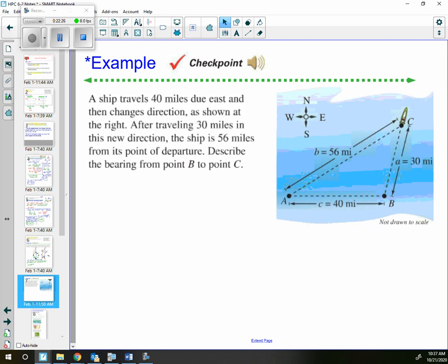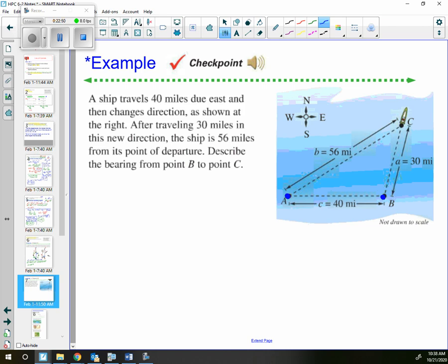So we have a ship that's traveling, and this is in your additional notes packet. So same as the last one. Hopefully you found that. The ship travels 40 miles due east. So the ship is starting here at point A. So this is where the ship was located originally. So when they say due east, they mean straight to the east. So not going up or down at all, straight east. And then it changes direction at point B and starts going in this sort of northeasterly direction.